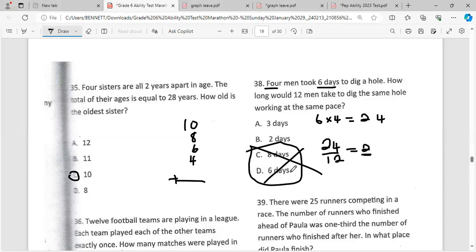And I love how Ian did it. That's how I do it. The total work done was 24. And how many men? 12. You divide by that number. So that would give you 2.